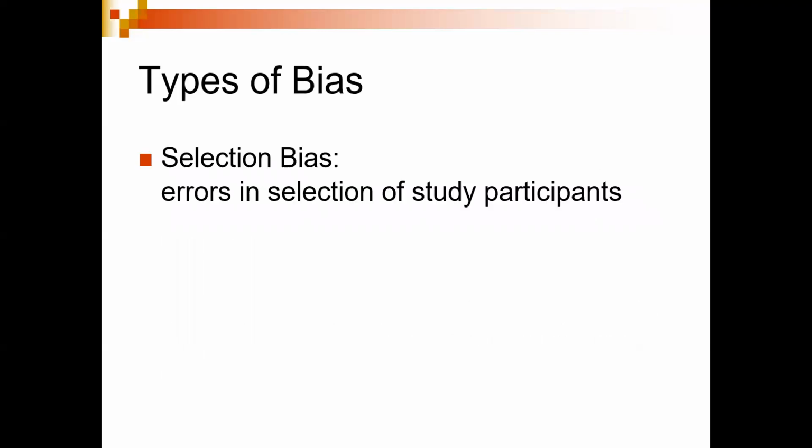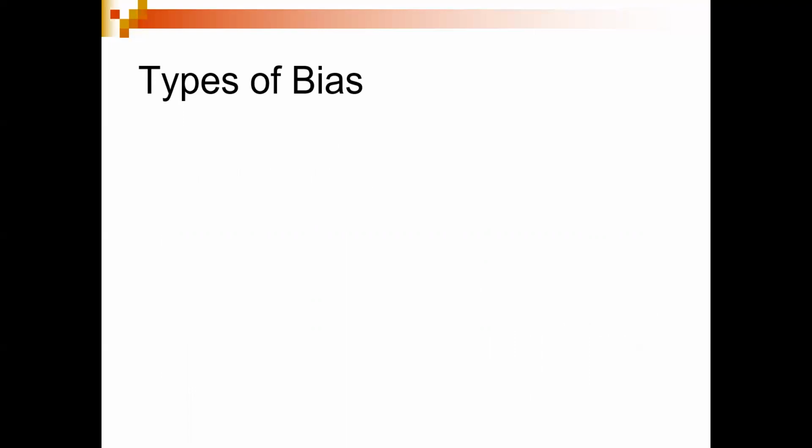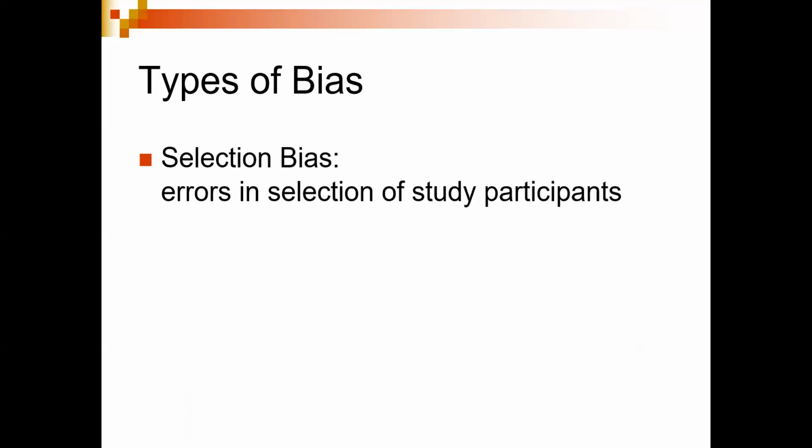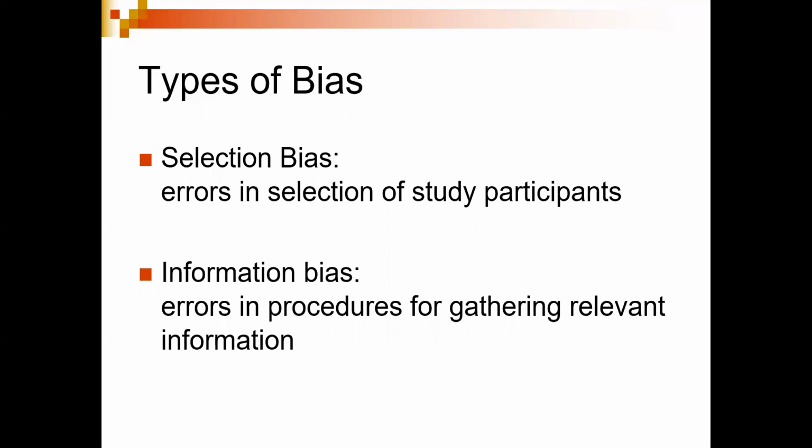What are the types of bias? As I mentioned from that slide, there are several types of bias. Number one, which I will discuss, is what is called selection bias. Remember, I said bias can occur at any stage. In selection bias, these are errors which will occur in the selection of your study participants. Then you've got what we call information bias. Information bias, these are errors in procedures for gathering relevant information.